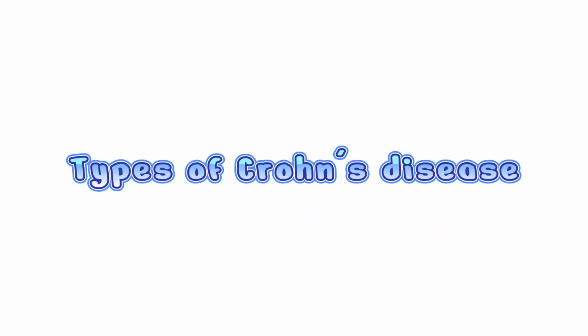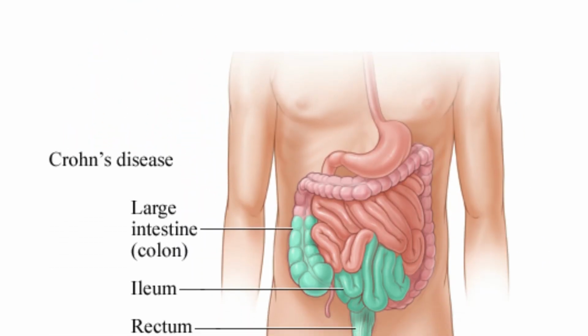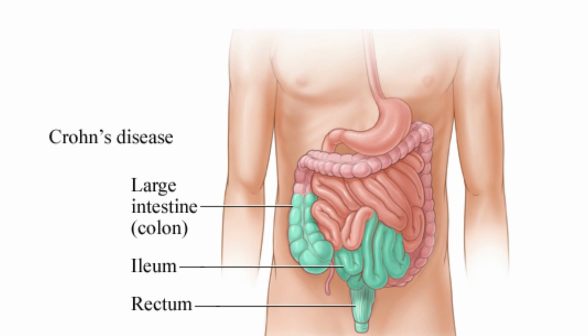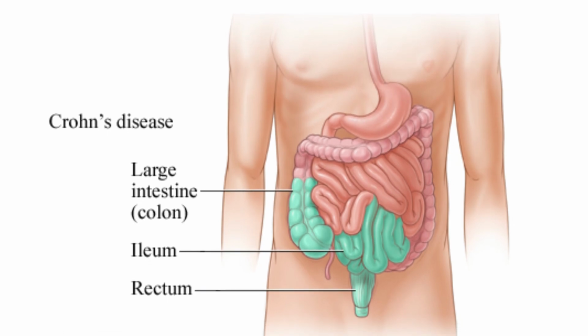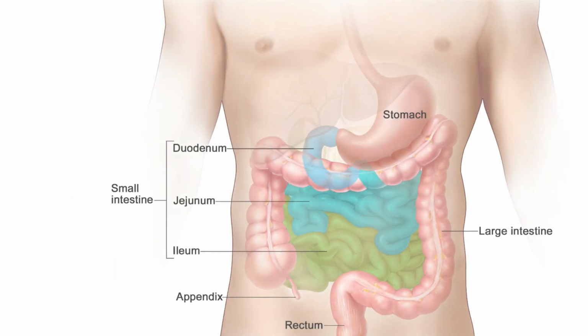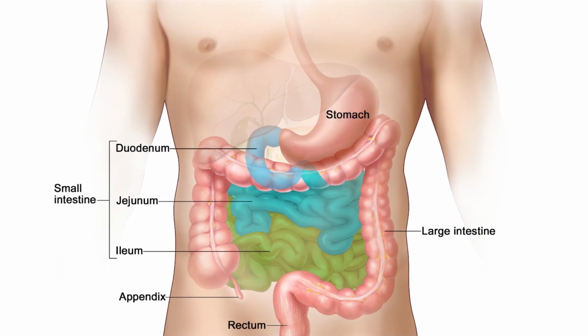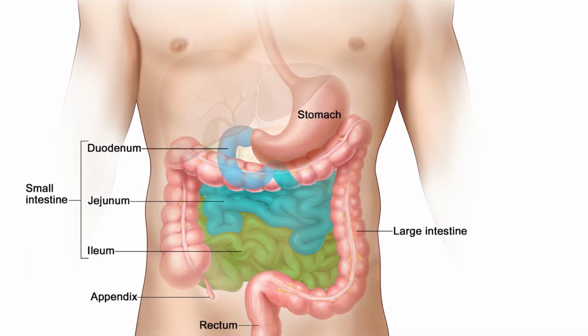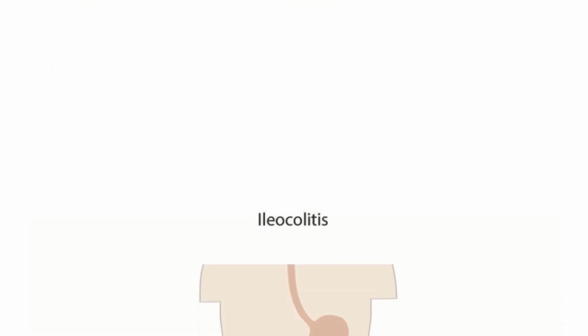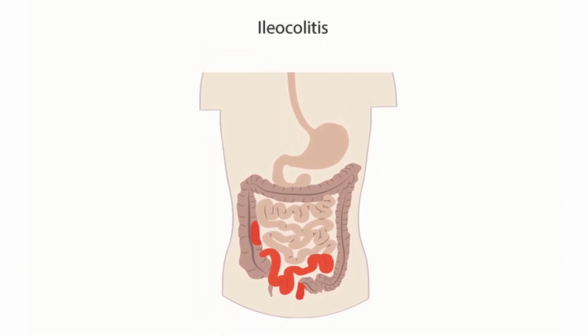What kinds of Crohn's disease are there? Knowing which area of your digestive system is impacted is crucial if you are given a Crohn's disease diagnosis. The site of inflammation determines the kind of Crohn's disease. Ileocolitis, ileitis, gastroduodenal Crohn's disease, jejuno-ileitis, and Crohn's colitis are the most prevalent forms of the condition. The most prevalent type of Crohn's disease is ileocolitis.